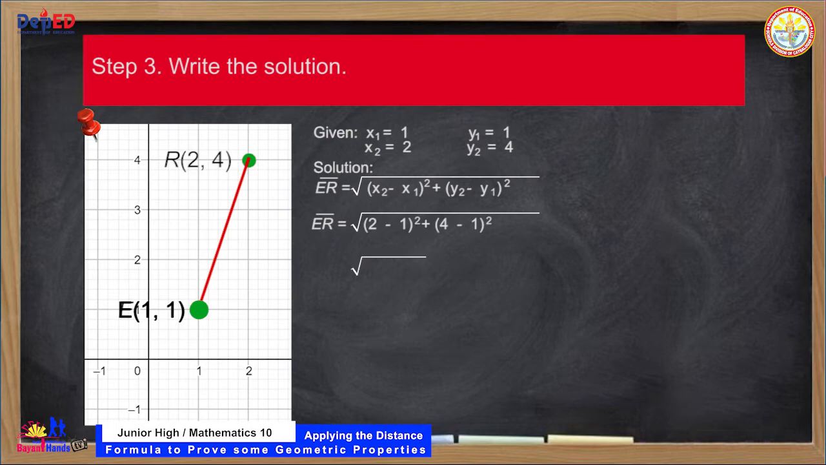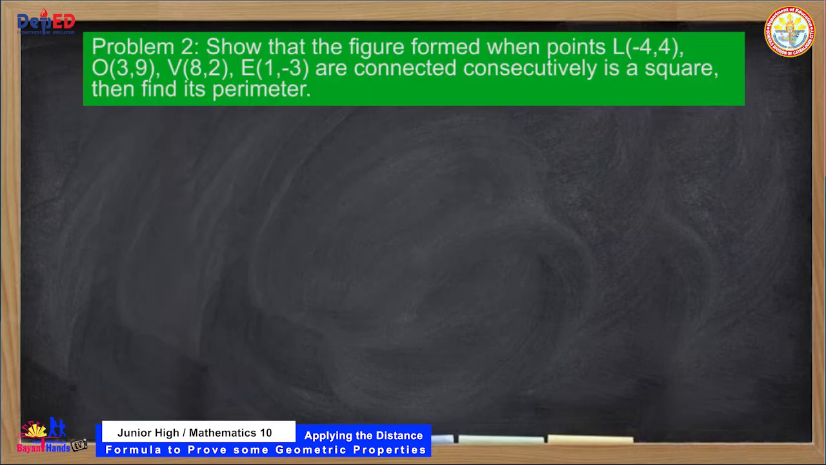Simplifying it further, 2 minus 1 is equal to 1, and 4 minus 1 is equal to 3. Square of 1 is 1, and square of 3 is 9. Add, square root of 1 plus 9 is equal to the square root of 10. Therefore, the distance between points E and R is square root of 10.